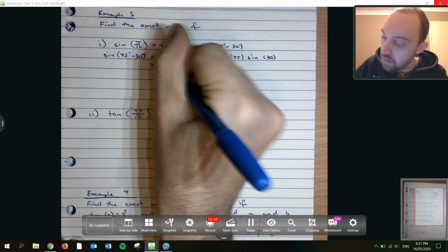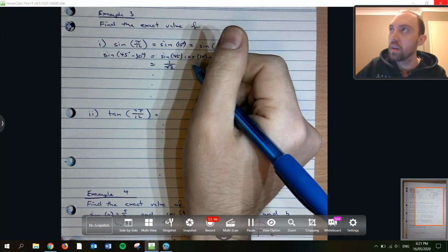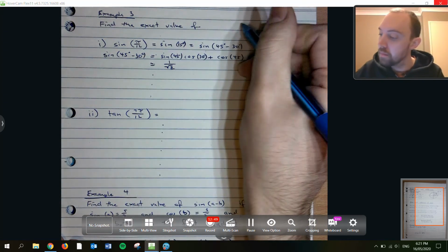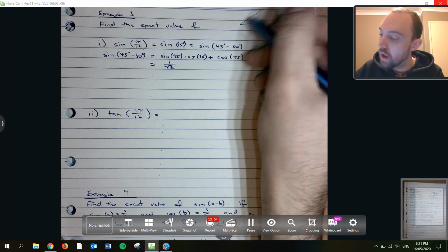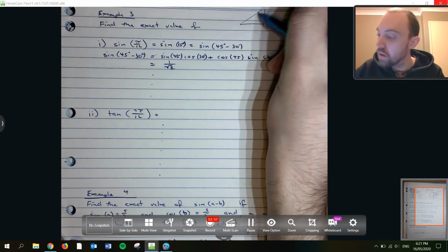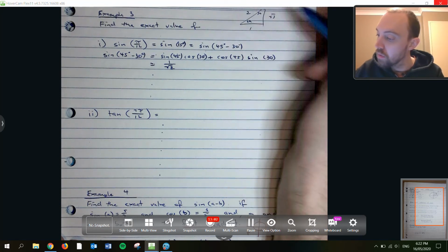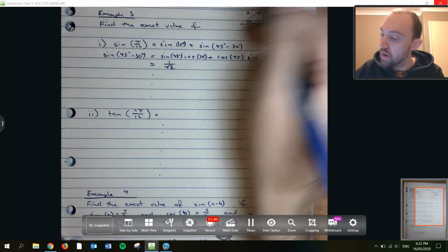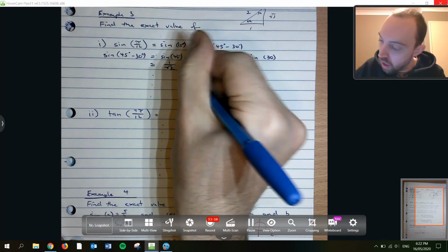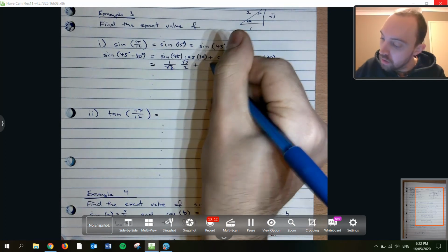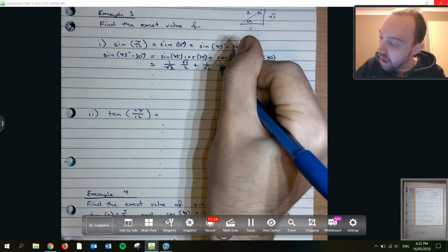So sine 45 is 1 on root 2. Cos 30. Occasionally your sketches of your triangles can help. So I'm using 1 now. Cos of 30 is root 3 on 2. Cos of 45 is 1 on root 2. And sine of 30 is half.